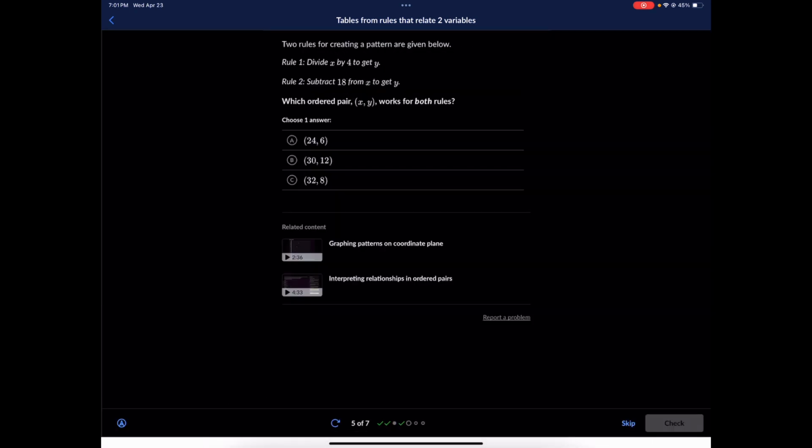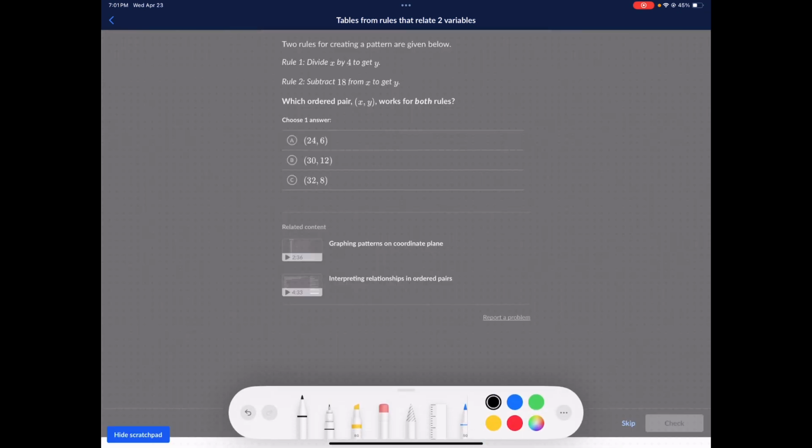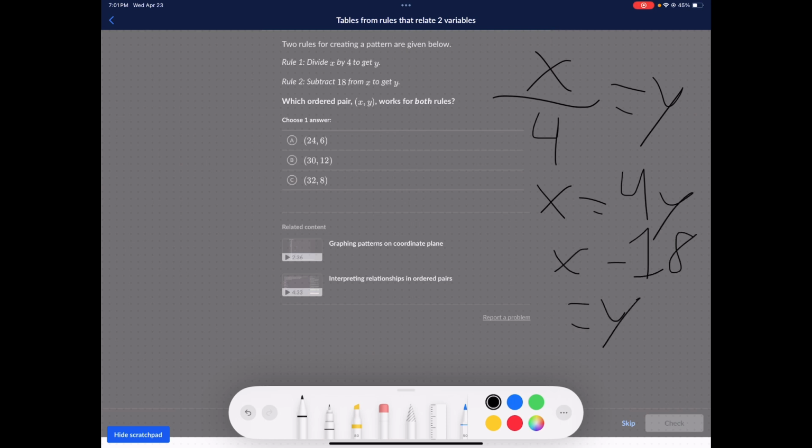Okay, 2 rules for creating a pattern are given below. 1, divide x by 4 to get y. And 2, subtract 18 from x to get y. So x over 4 is y. To make this a little simpler, let's do x is equal to 4y. Subtract 18 from x to get y, meaning that we get this value right here.